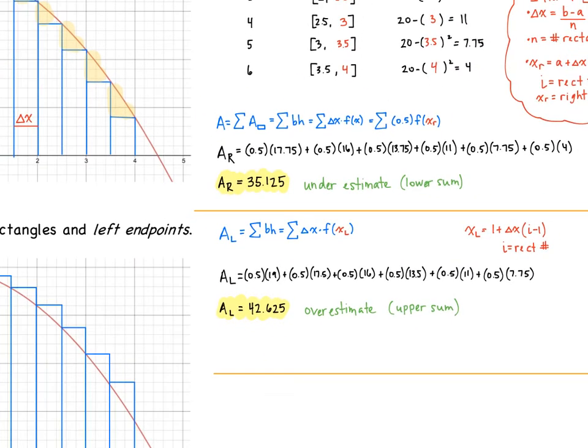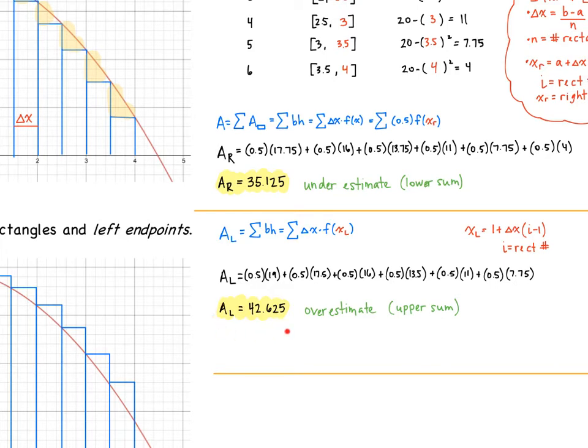and say, just like before, each area of the rectangle is base times height. The base is still that 0.5, that hasn't changed. The height, now I'm just looking at the left endpoints. So when x is 1, I would get 19 to be that height. And now I can use the chart from before, where my base is 0.5 and the height this time is 17.5, and so on and so forth.